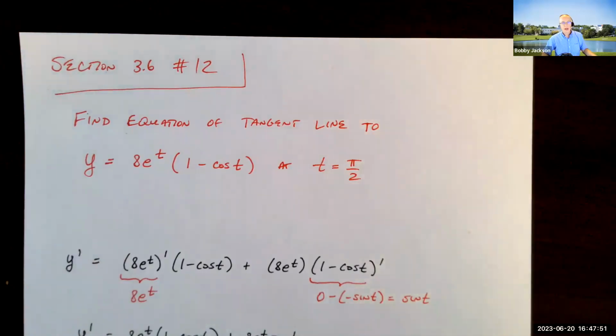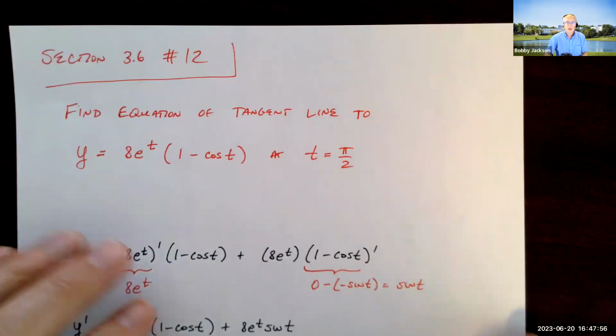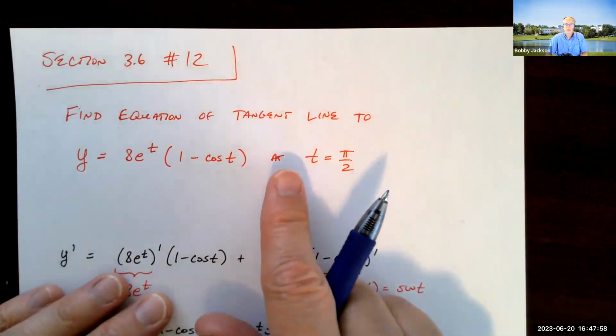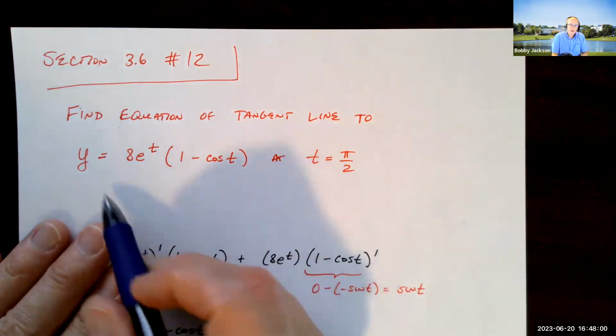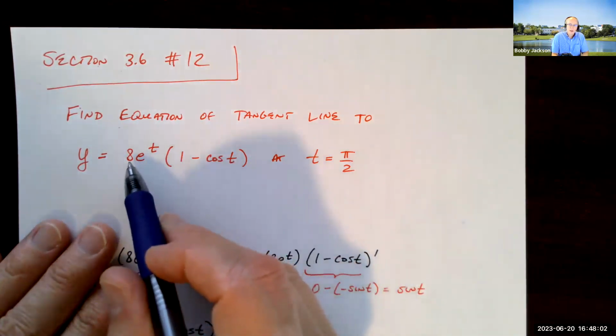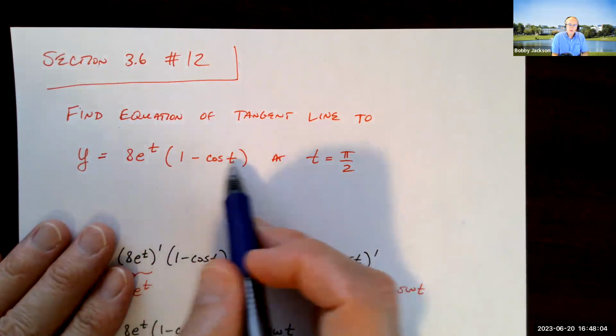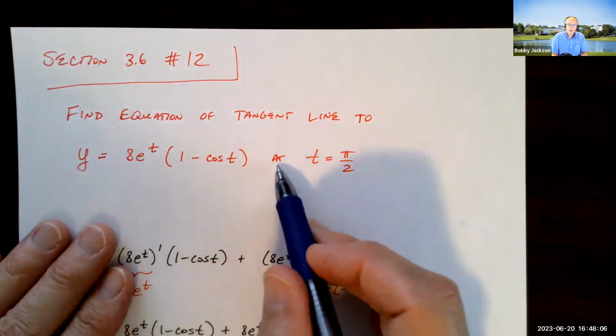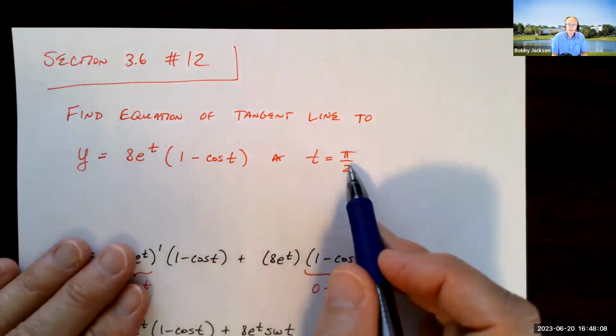Everyone, we're going to take a look at number 12 in section 3.6. In this problem, they want us to find the equation of the tangent line to the graph of this function, y equals 8e to the t times the quantity 1 minus cosine of t. And we're going to find that at t equals pi over 2.